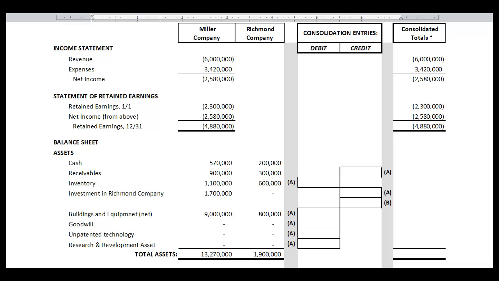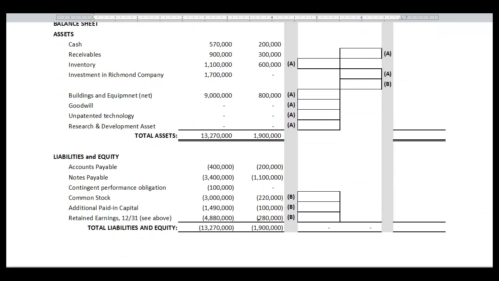So what we're doing over here in the consolidated totals is telling the SEC and the rest of the world that as one entity, the consolidated group of Miller and Richmond has only been in existence for not even a day, and so all of the revenue and expenses will belong to Miller. Richmond has had its earnings, and I'll show you down here. The retained earnings is as of December 31st, so all of its net income for the year has been closed out to the retained earnings balance.